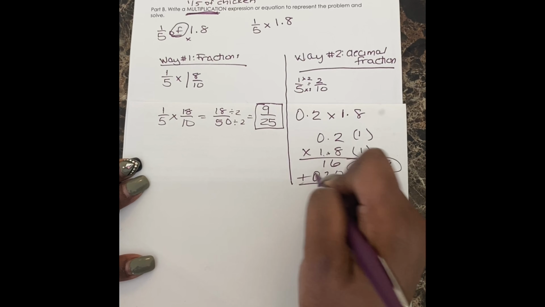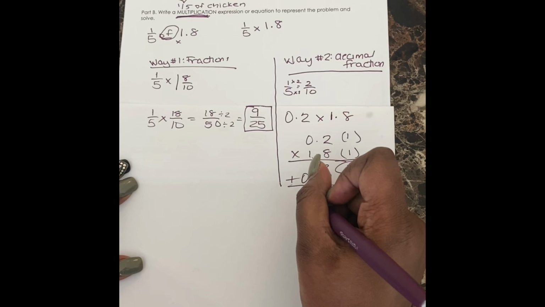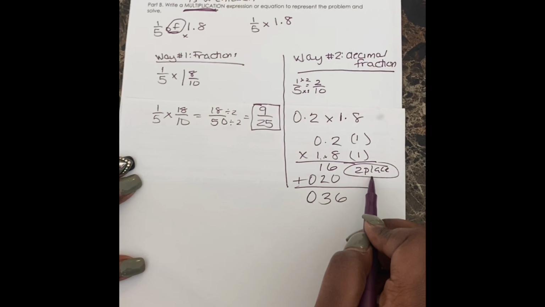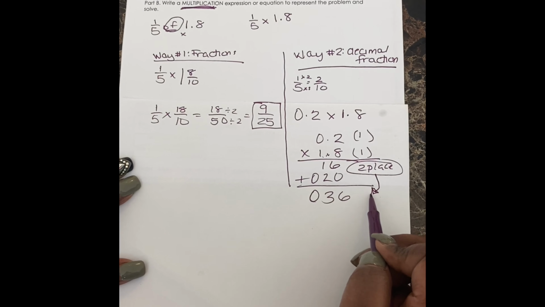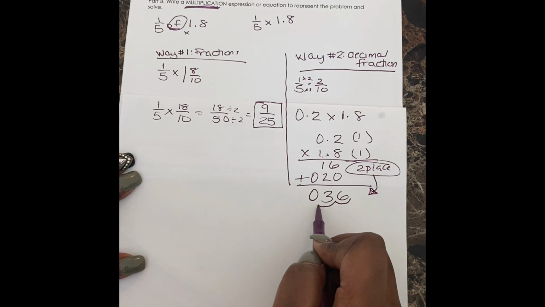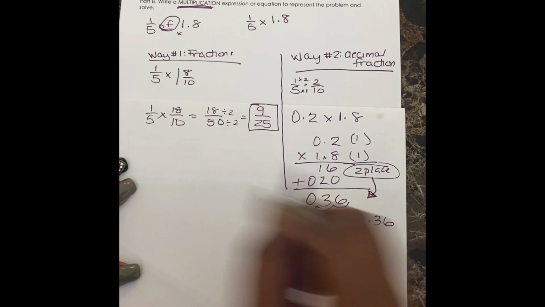multiplication yourself. 6 plus 0 is 6. 2 plus 1 is 3. 0 plus 0 is 0. As always, at the end, we need to go back and account for our decimal places. So we need to move our decimal 2 times. 1, 2. This answer gives us 36 hundredths.